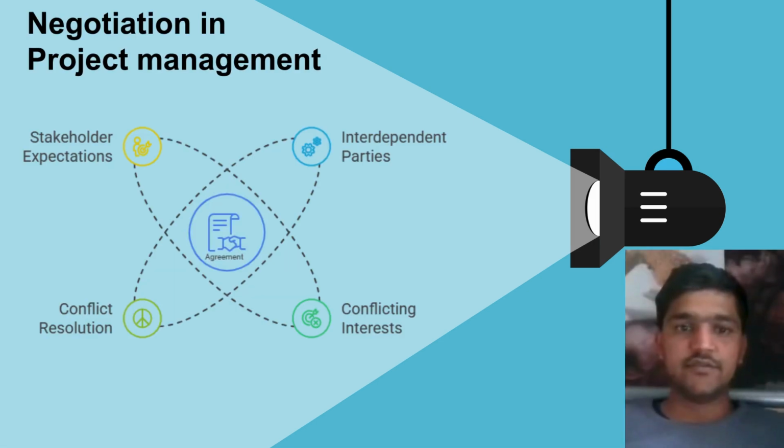Negotiation in project management. Negotiation is a dynamic process among interdependent parties aiming to reach agreement. The notion has become increasingly prevalent in various aspects of society, including business and international relations. In the context of project management, negotiations serve as a method to resolve conflicts among project stakeholders.